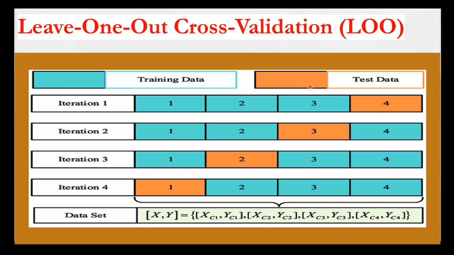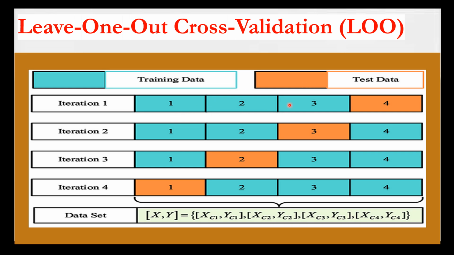Then next comes leave-one-out cross-validation. This type of cross-validation is computationally expensive but provides the most accurate estimate of the model's performance. In leave-one-out cross-validation, for each iteration, the model is trained on all data points except one, and the performance is evaluated on this left-out data point.